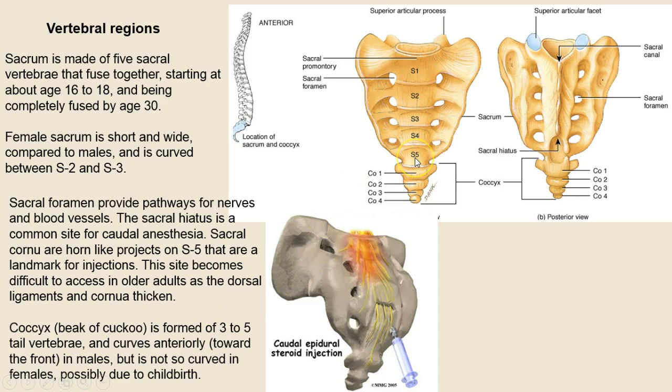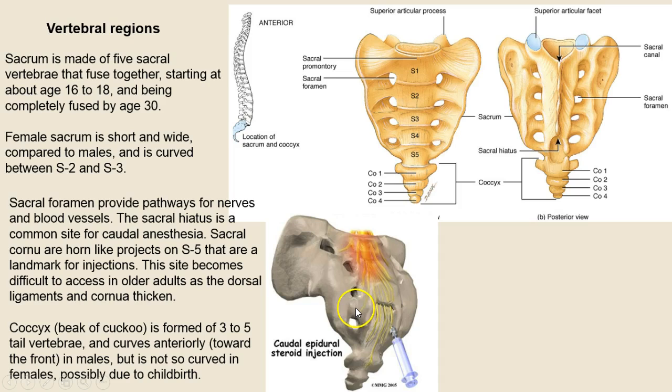On to the sacrum. I mentioned earlier there's a fusion, and here's the sacrum. Usually they start to fuse together around age 16 to 18, but it doesn't fully ossify until we're about 30. Generally, it shows 5 here, but that's not always the case. Female sacrum is short and wide, and it tends to be curved around S1 and S2.